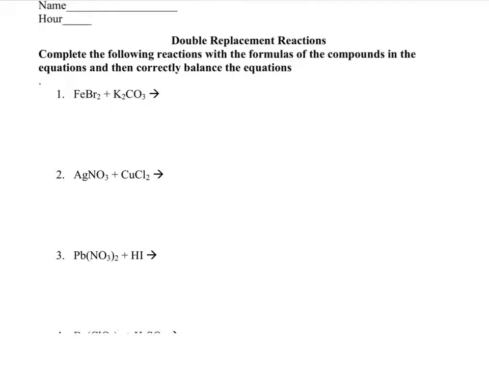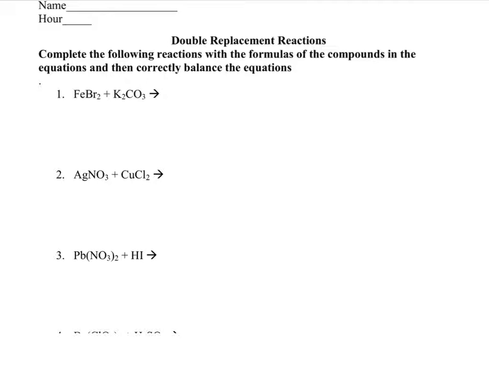In this worksheet, you're asked to complete the following reactions with the formulas and the compounds. Balance them. Not all of these reactions will actually happen, so you'll need to review your rules of solubility. I will try to explain why they are soluble or insoluble, or why the reaction happened or didn't happen, based on those 5 rules of solubility.